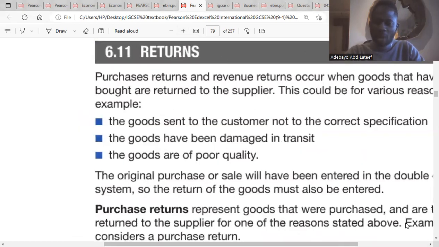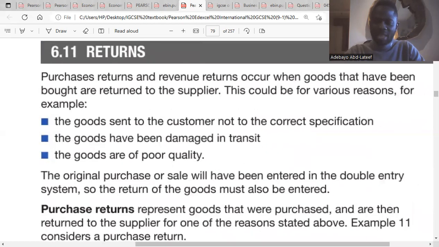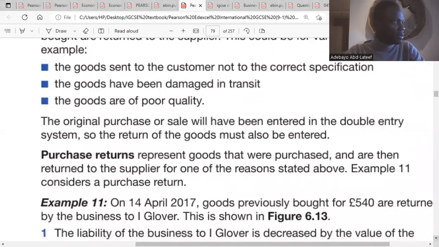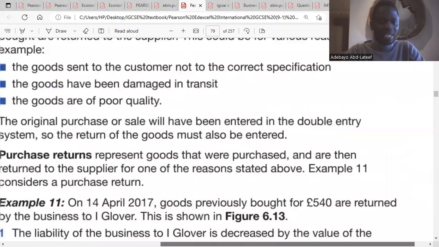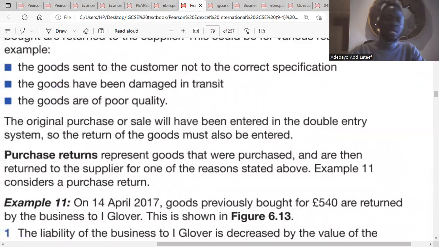So all these things will happen. When they happen, as a business, you have to record them. So we start with purchases returns. Purchases returns means the business has bought goods from suppliers that it has to return. So here they said, purchases returns represent goods that were purchased and then returned to the supplier for one of the reasons stated above. We've talked about these reasons. Whichever one of these reasons might be why we are returning the product.